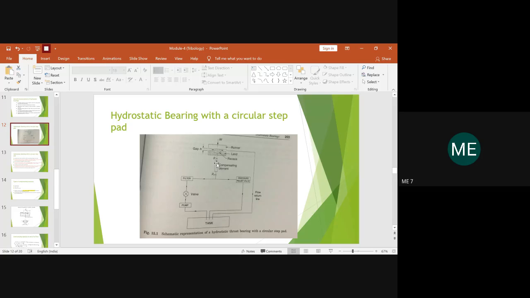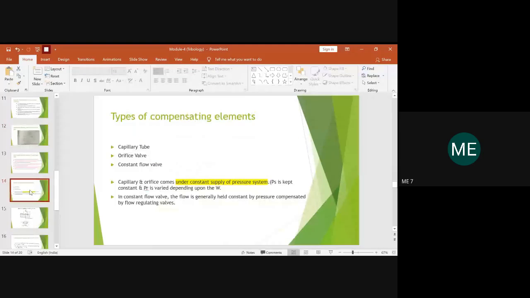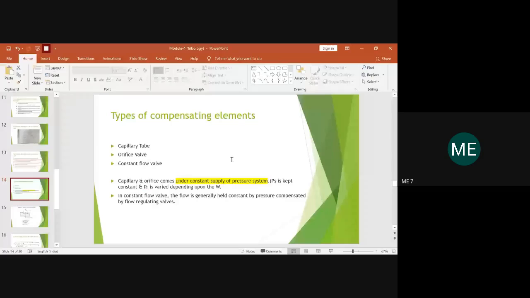So that much amount of pressure will be made to pass through the resistance, and you will have the load which is coming down. Both will nullify and remain in equilibrium, and the required pressure is developed across the oil film. Hence the bearing moves smoothly at low speed under static frictional conditions, that is to say, low frictional values. So this is how it works in the case of capillary tube and orifice valve.